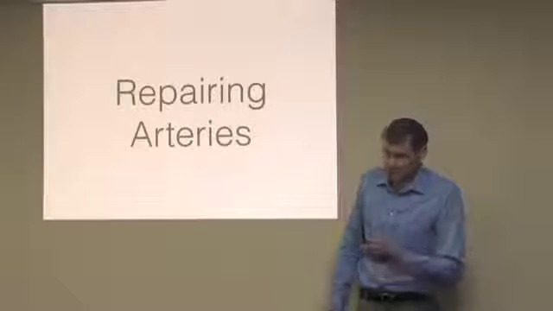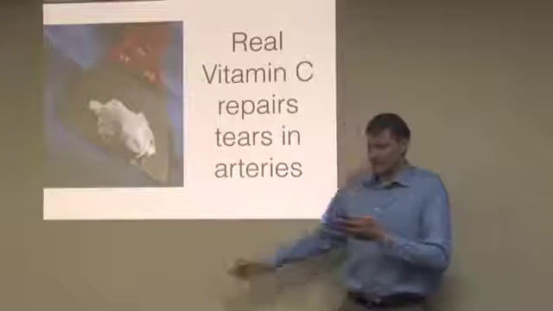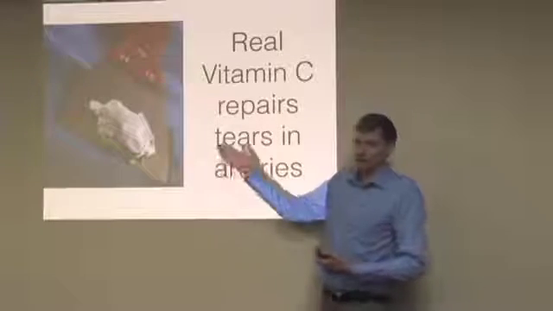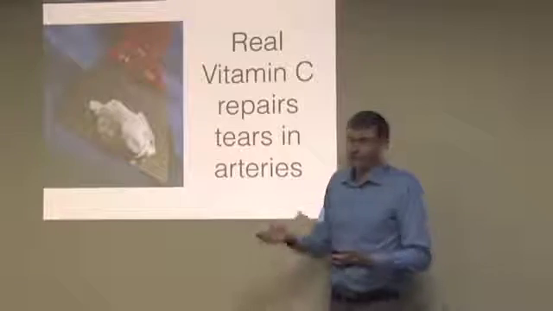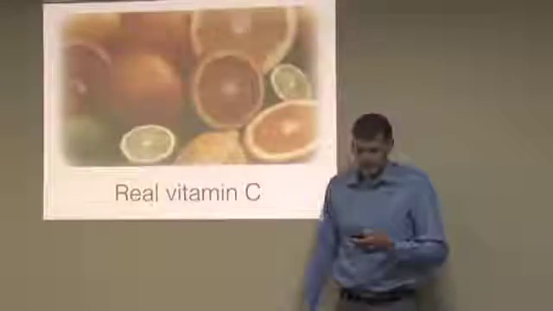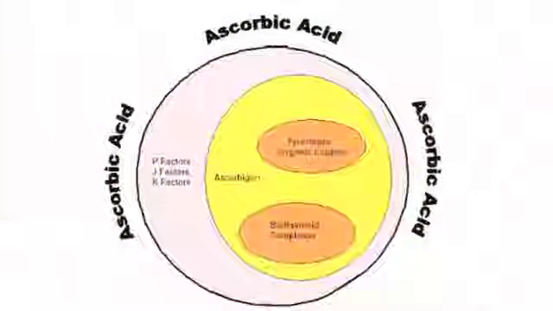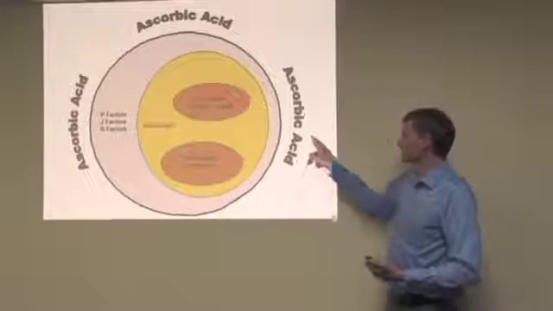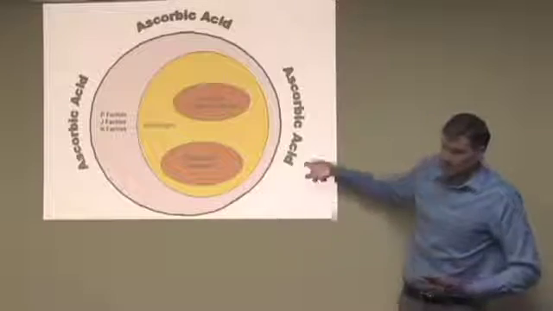All right, now let's talk about repairing arteries. Real vitamin C repairs tears in the arteries. That would be like spackle. That's why I have this picture of spackle. It's the correct thing to do. Real vitamin C comes from citrus. So real vitamin C is different than the vitamin C that you find at the health food store. The government says that vitamin C is ascorbic acid. Do you know this?